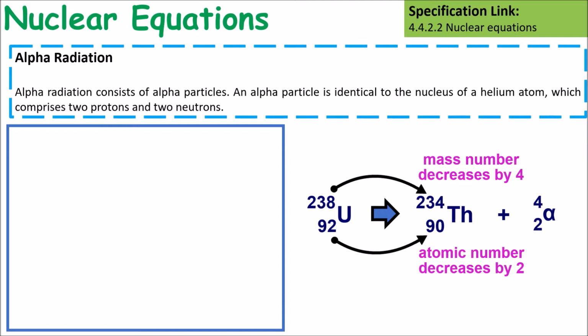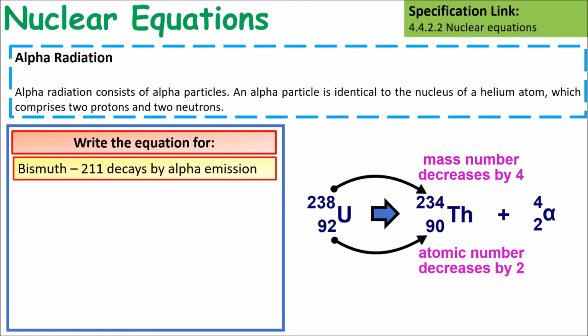So if we just look at this equation, if we've got uranium and it decreases by 2 protons, that gives it 90 protons, which would mean that if you go and look at the periodic table, the element that has 90 protons is thorium.